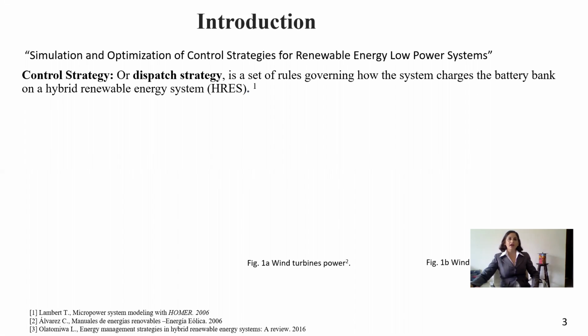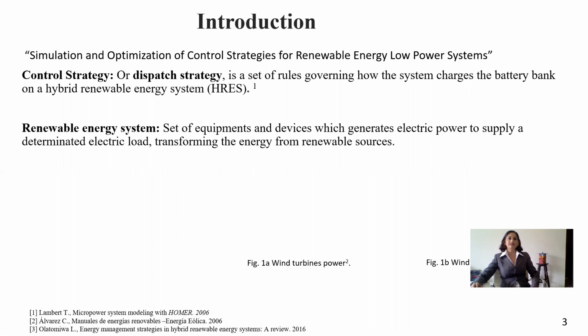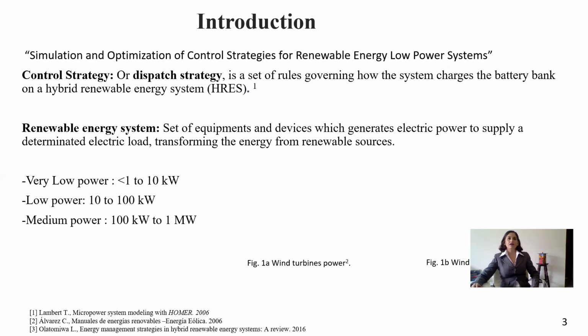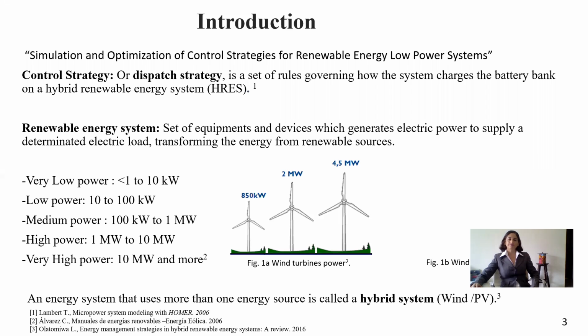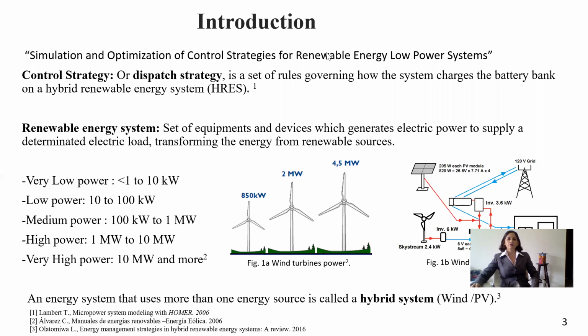A renewable energy system, HRES, is a set of equipment and devices which generates electric power to supply a determined electric flow, transforming the energy from renewable sources. The low power systems are between 10 and 100 kilowatts. An energy system which uses more than one energy source is a hybrid system. For example, wind power and photovoltaics.